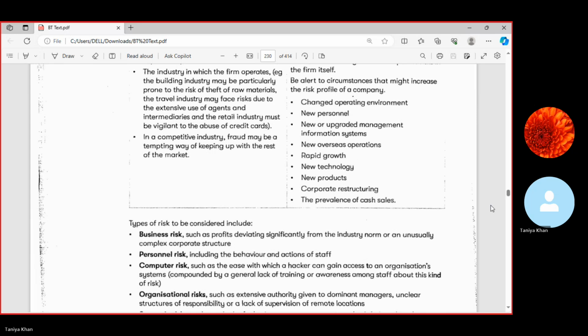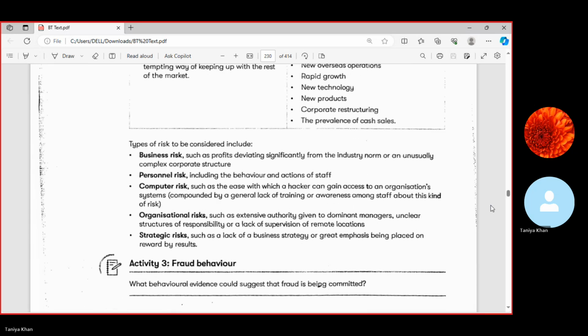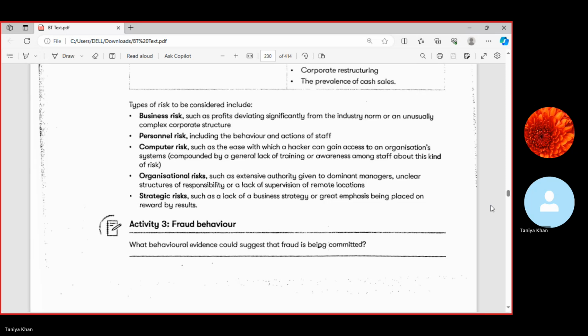Then the prevalence of cash sales. In cash sales, we know there is no proof of how much sales has been incurred, because if some people are misappropriating cash, they will not show the correct sales figure.